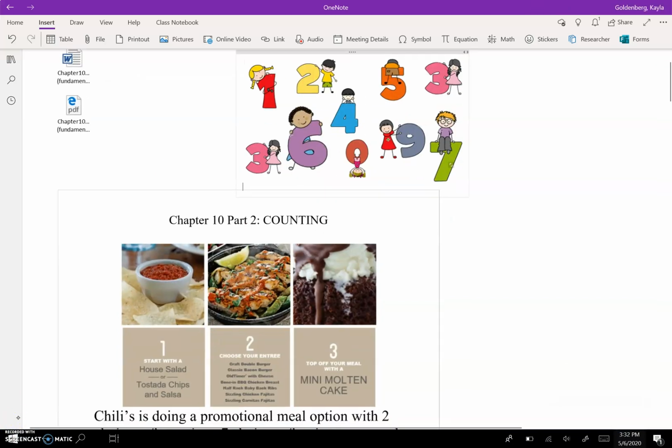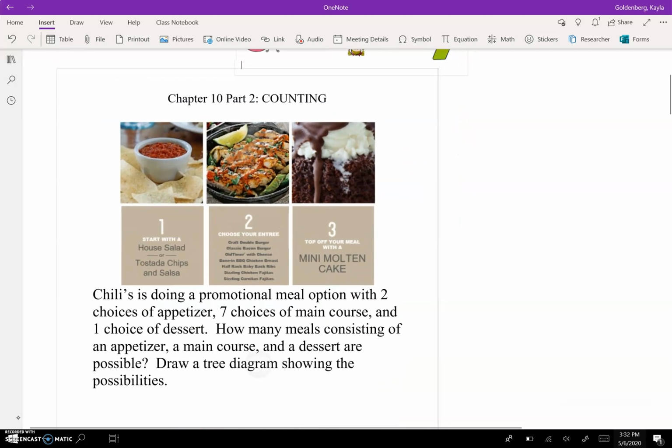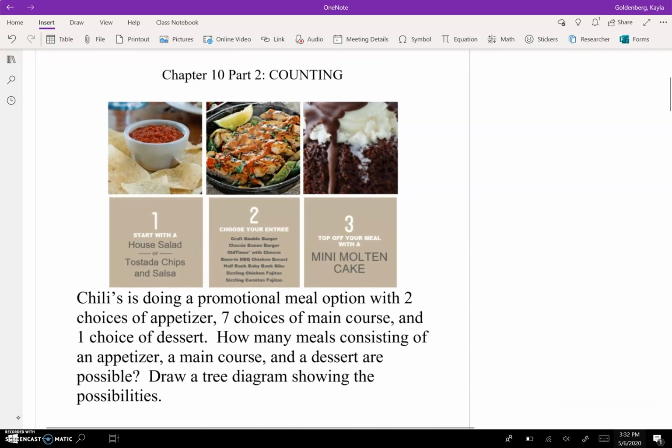Okay, so the first thing we're going to do is look at some examples of counting. We're specifically going to look at a menu, because the menu is a really good common example of a big counting idea that we're going to focus on. So Chili's is doing a promotional meal option with 2 choices of appetizer. You can either get a salad or chips and salsa, as well as 7 different entrees ranging from burgers to fajitas to ribs. And you only get 1 choice of dessert.